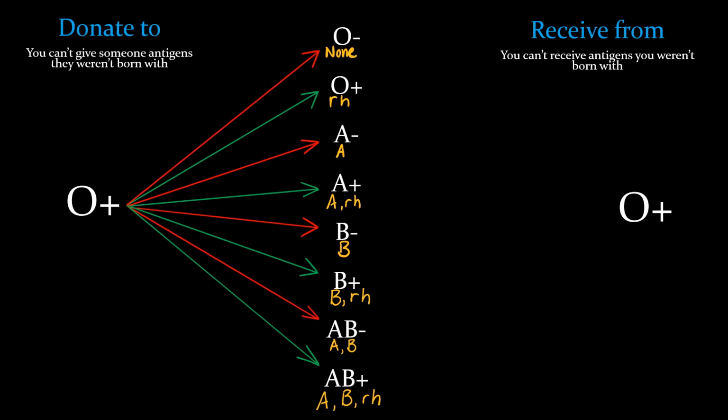So once again, on the donate to side, another way to think about it is you can give to anyone that has the antigens you have. So O positive can give to anyone with RH antigens. Now let's look at the receive from side.